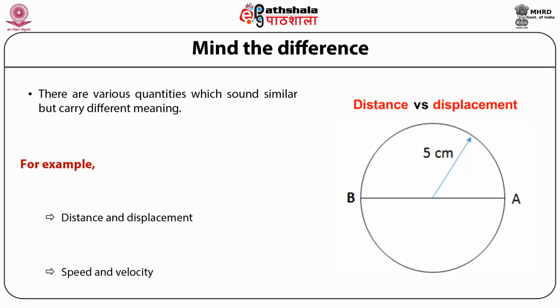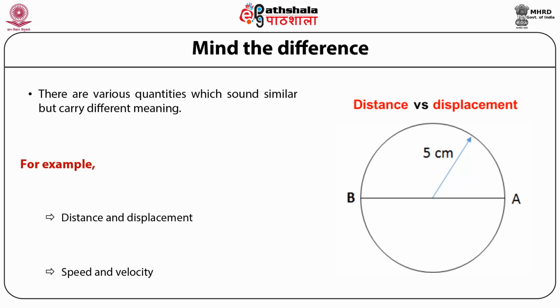Similarly, speed and velocity of a particle. Speed is a scalar quantity. On the other hand, velocity is a vector quantity. So there is a difference in terms of description of these two. The second one, which is velocity, needs to be defined with respect to its direction also, not only the magnitude.